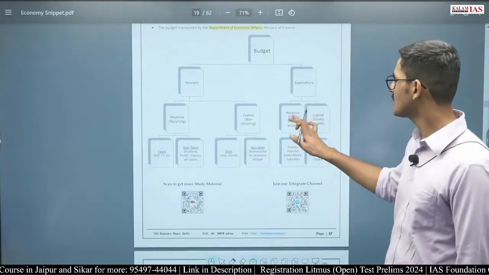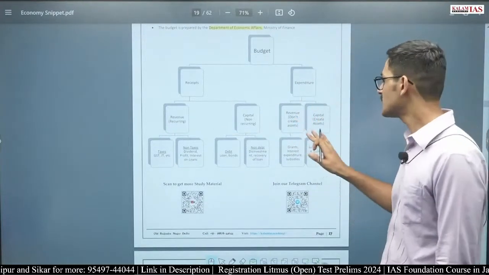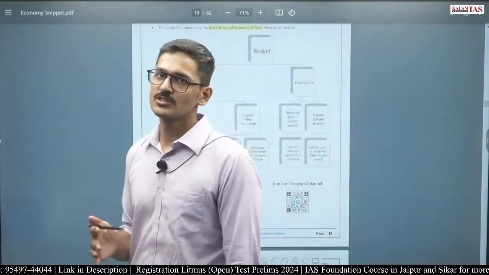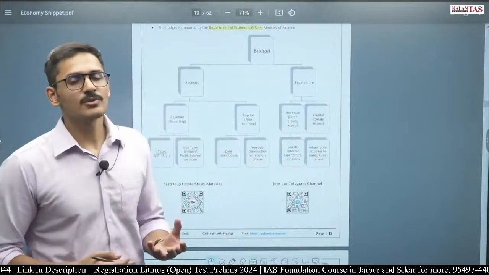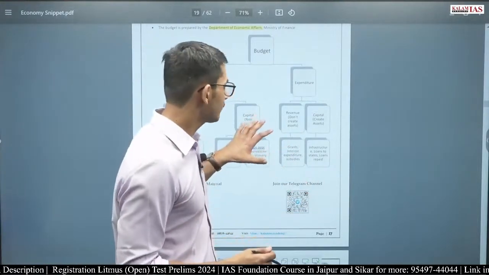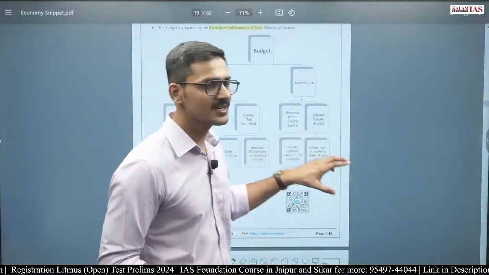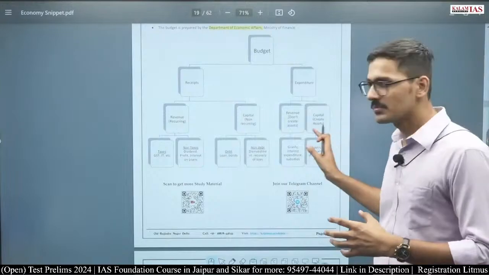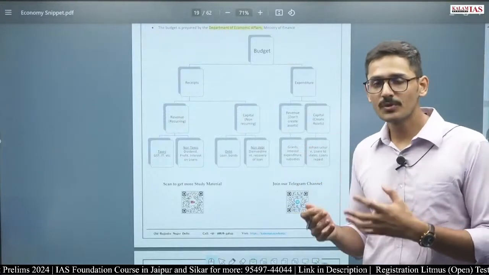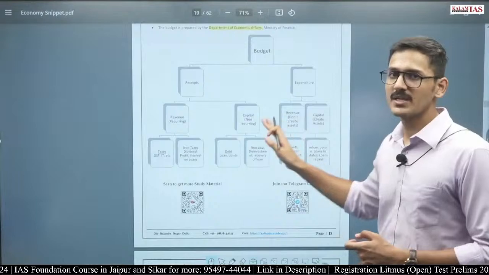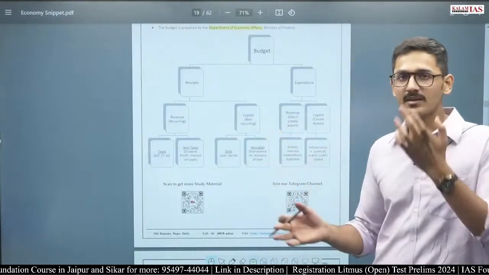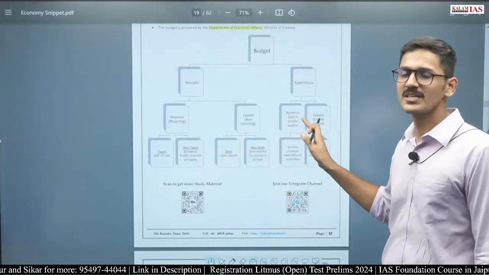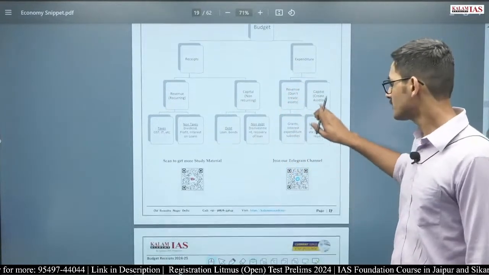Expenditure is also of two types, revenue and capital expenditure. Revenue expenditure does not create any asset, capital expenditure creates assets. For example, salary or pension provided to government employees is part of revenue expenditure, whereas infrastructure expenses or loans provided to the states are part of capital expenditure, because that is going to generate return in the future. So whatever does not create an asset is part of revenue expenditure, whatever creates an asset is part of capital expenditure.